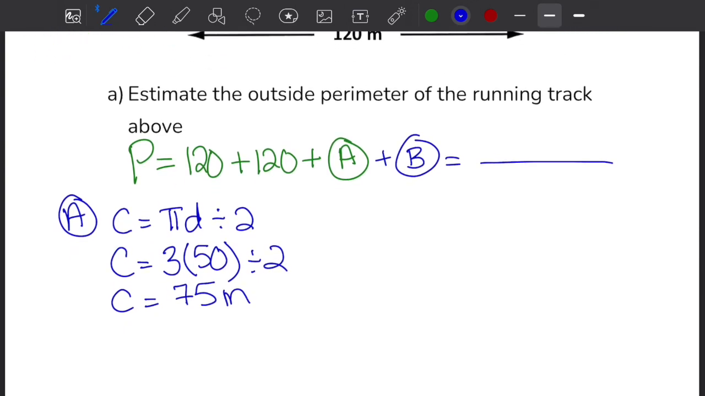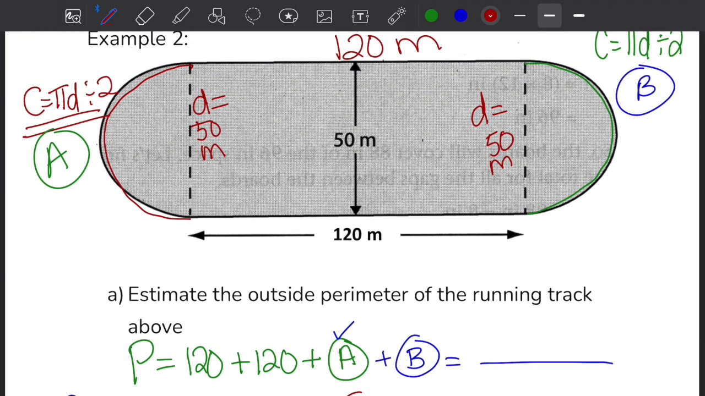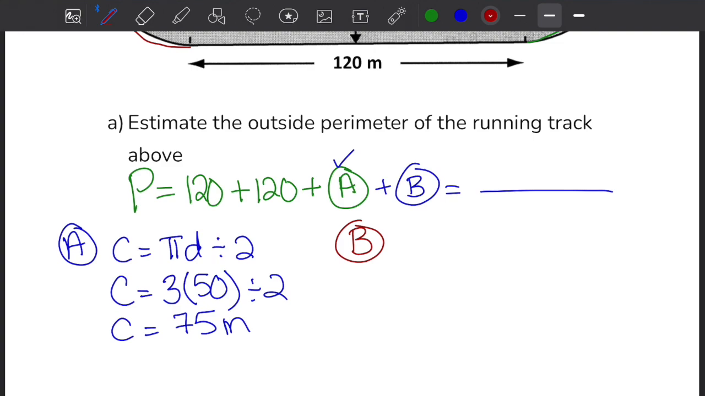So that is the value for A. We figured it out. It is 75 meters. Now I'm going to calculate B. Now, shocker, it's going to be the same number as A because we know that it's the same size circumference, but I'm going to calculate it anyway just for fun.